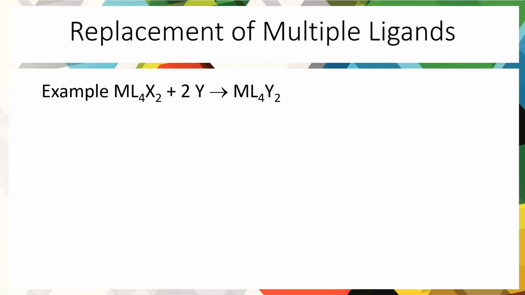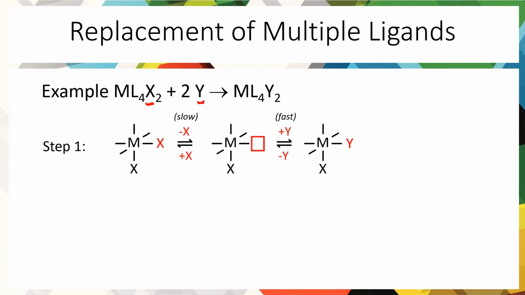So first we're going to look at the effect of multidentate ligands. And we're going to begin by looking at an example with two monodentate ligands, X, being replaced by some incoming ligand Y. So it really doesn't matter whether this is an associative or dissociative reaction, but in this case we're going to think of it as dissociative.